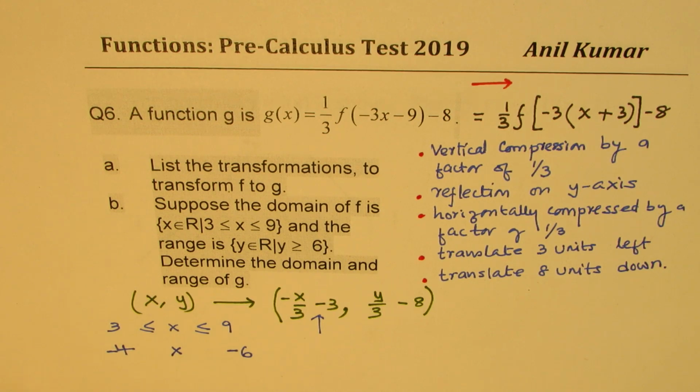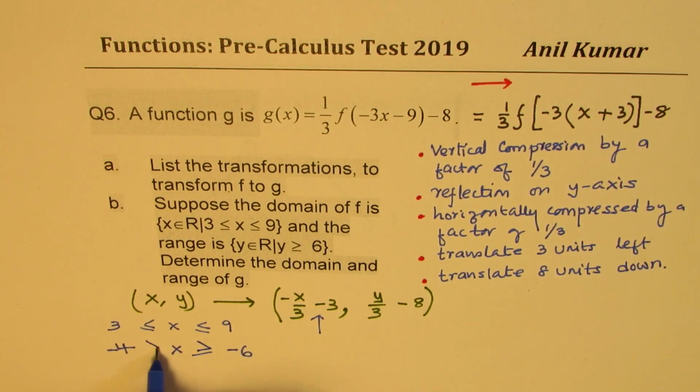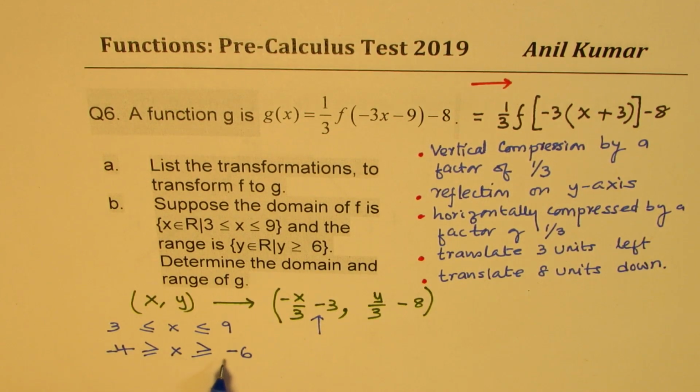Correct? Remember one more thing. Whenever you have minus, the inequality sign will also change. So we have this sign going the other way. So it makes sense. X is greater than minus 6 and less than minus 4. Correct? Right? So that is kind of important to understand.